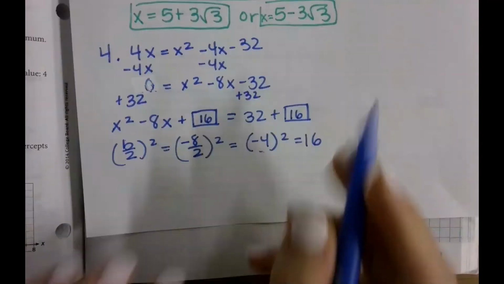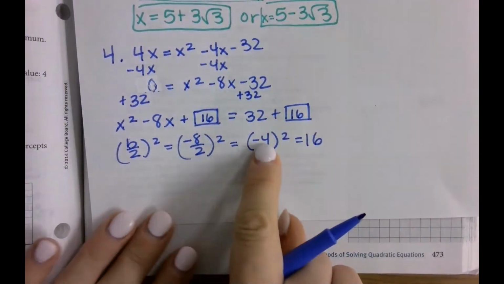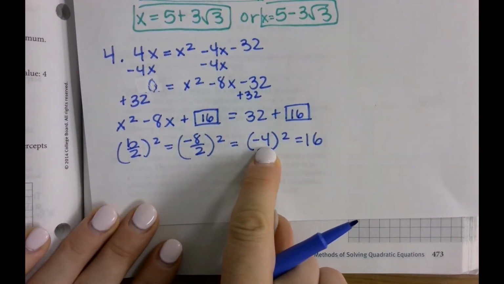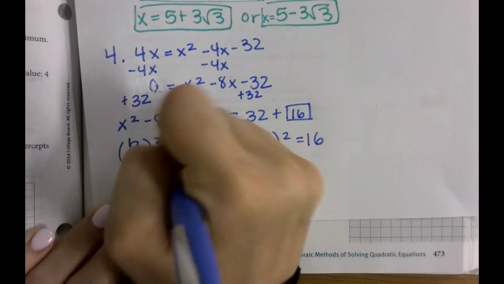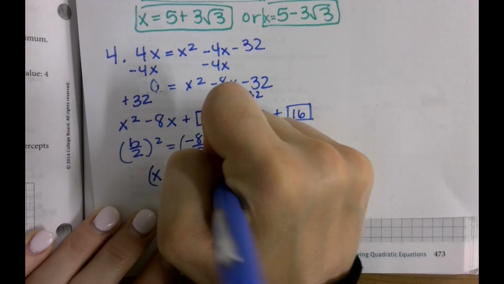Go back to when you did b divided by 2. Negative 4 is going to be our factor: x minus 4 times x minus 4, which is the same thing as x minus 4 squared. Then we take the plus or minus square root of both sides.